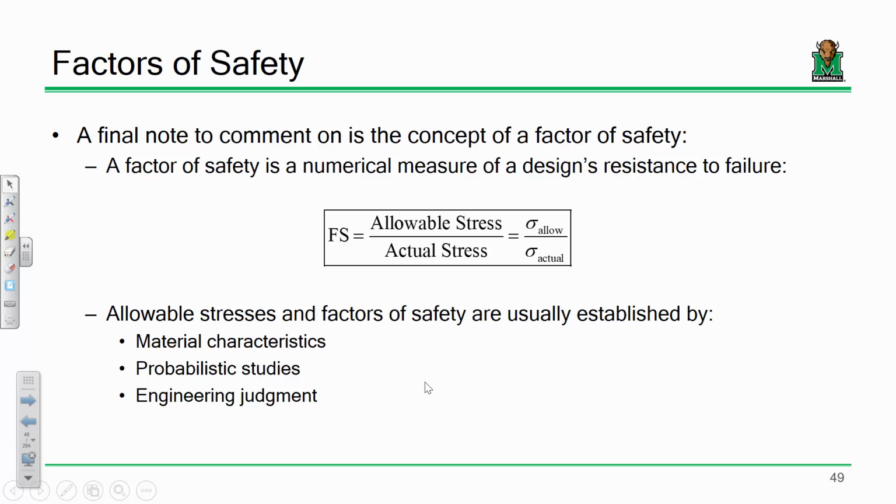I will say this for our class. One of two things is going to happen for this course. Number one, you're going to be doing a problem, and I'm going to ask you to determine the factor of safety. So I'll give you a bar, and it's got some load on it, and I'll tell you what the allowable stress is, and you determine what the factor of safety is.